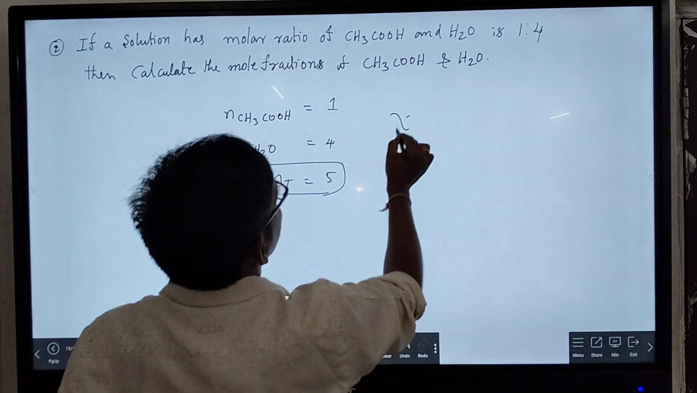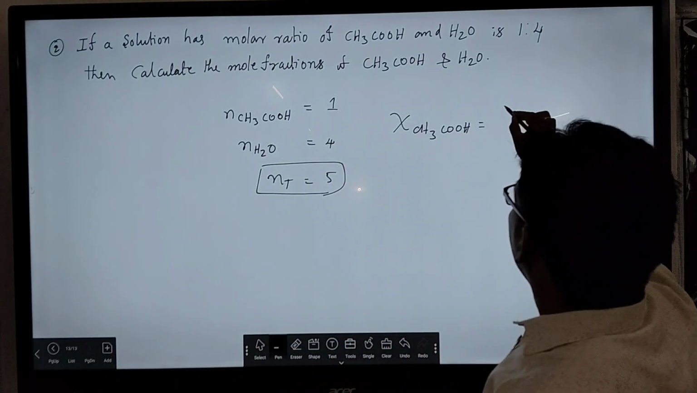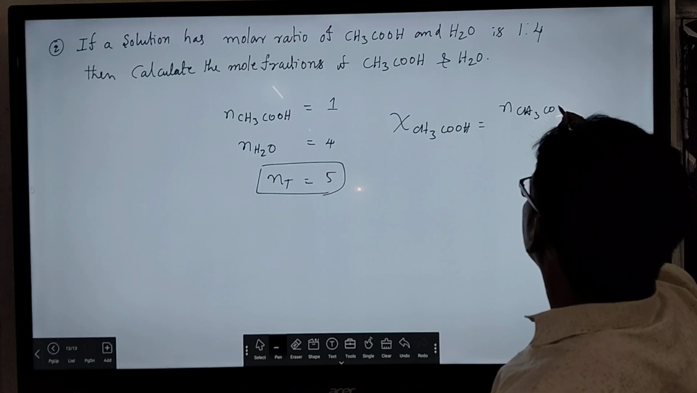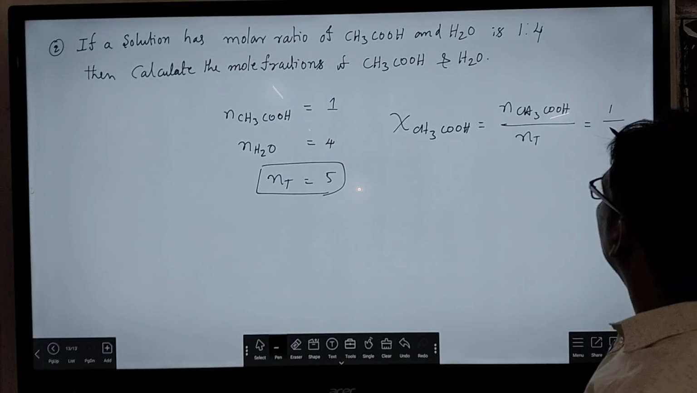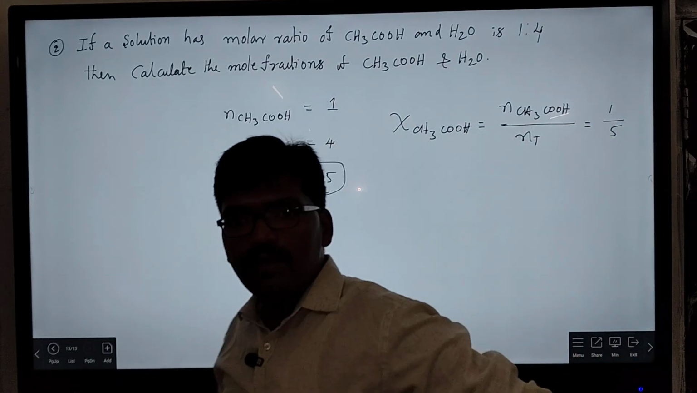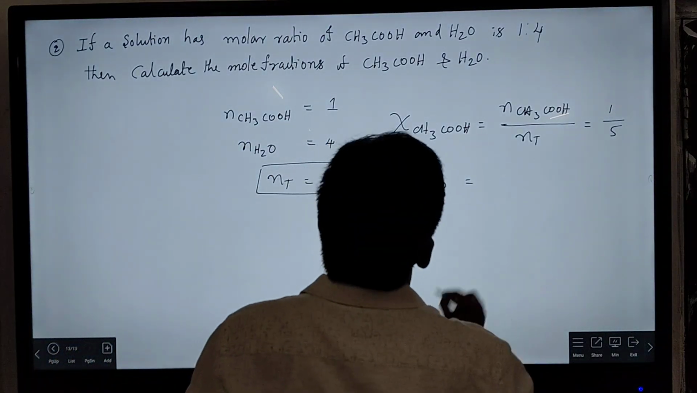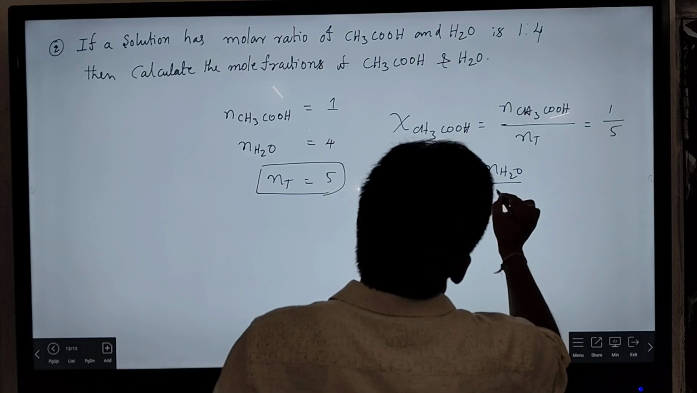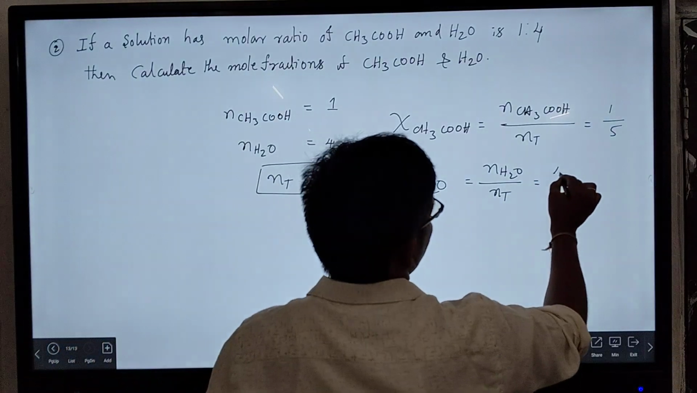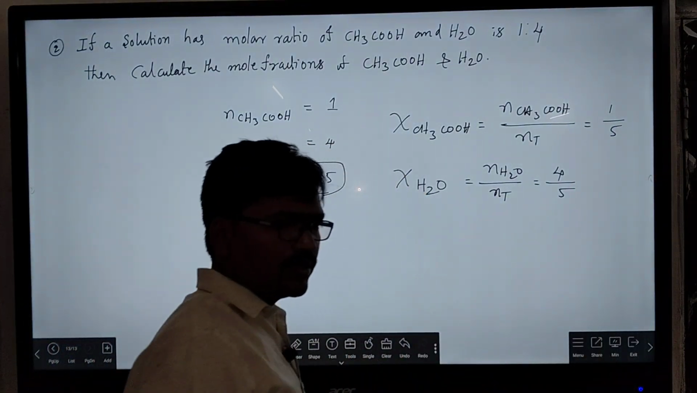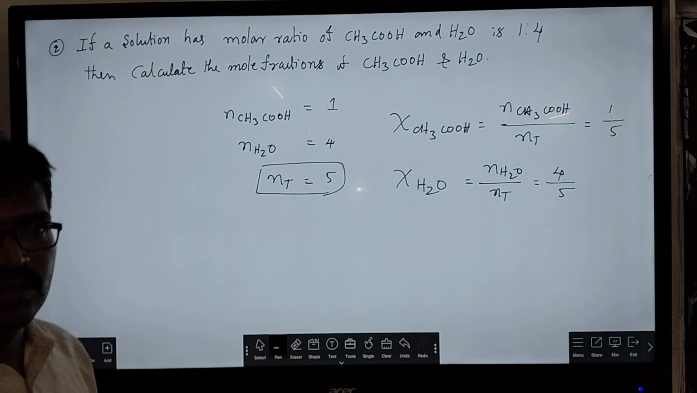So the mole fraction of CH3COOH is equal to the number of moles of CH3COOH divided by the total number of moles. This is 1 divided by the total number of moles, 5, so 1/5. Then the mole fraction of water is the number of moles of H2O divided by the total number of moles. The number of moles of H2O is 4, so 4 divided by 5. Like that you can find the mole fraction of each component in the solution.